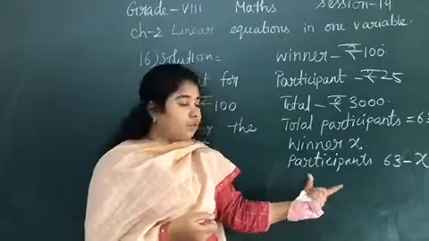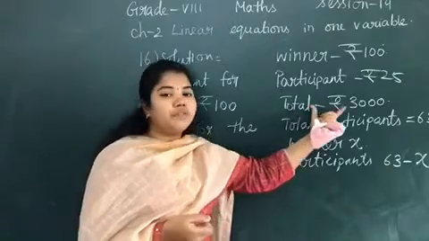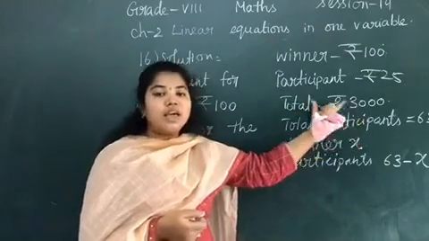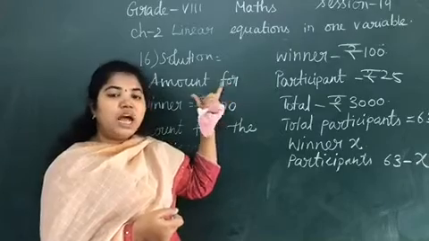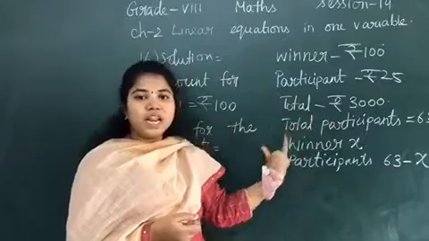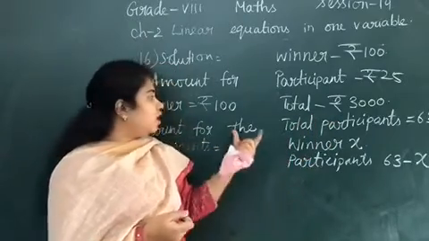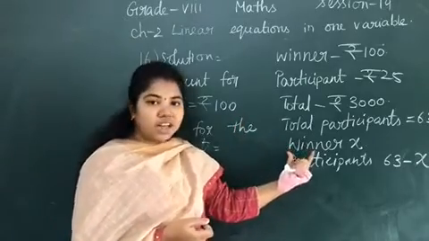Now what we are going to do is amount. Why do we have to calculate the amount here? Because the total amount given here is rupees 3000. If we add the sum of the amount given for the winner and participant and equate it to 3000, you will get the number of winners. Can you understand? Now the amount for the winner is 100 and the winner here is considered as X.